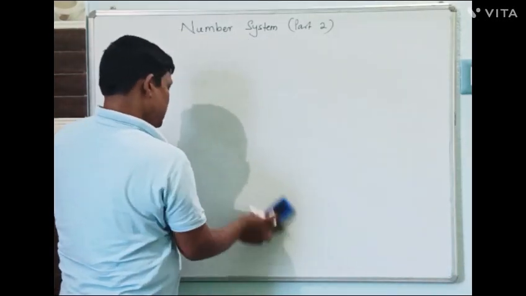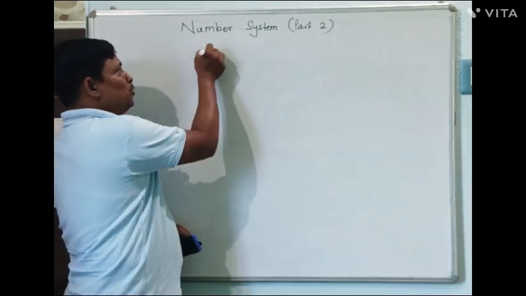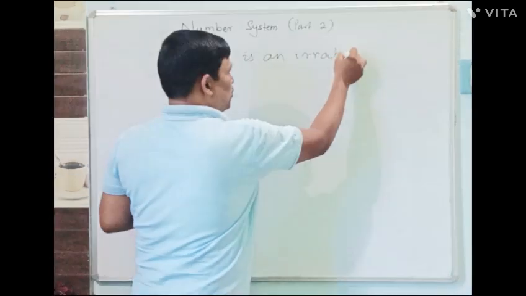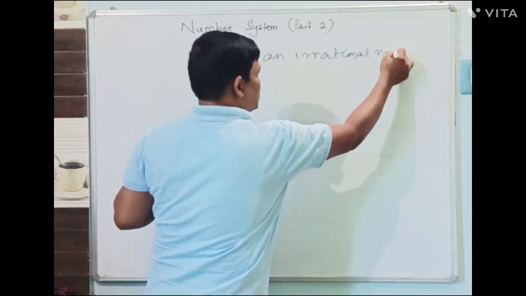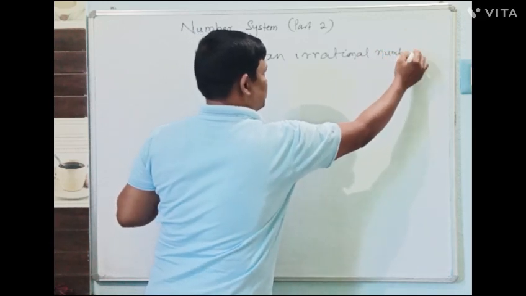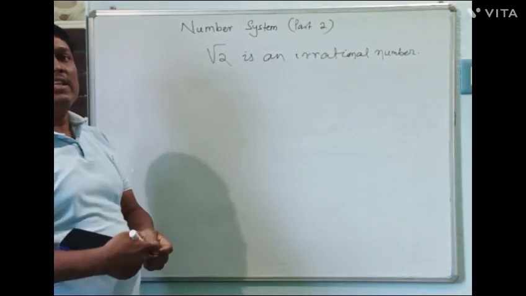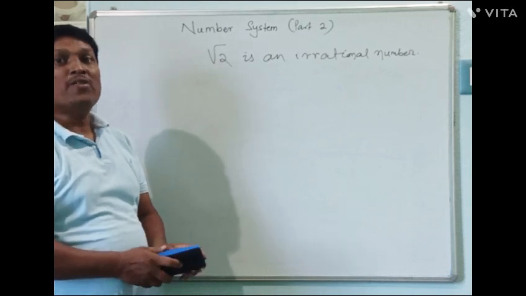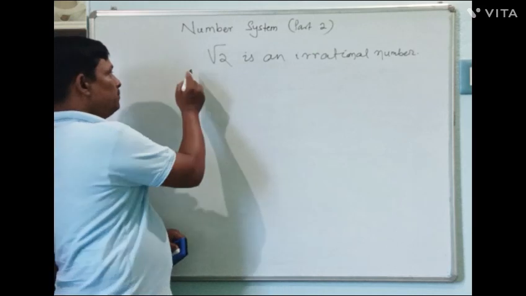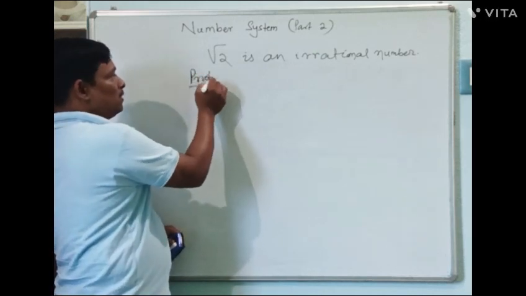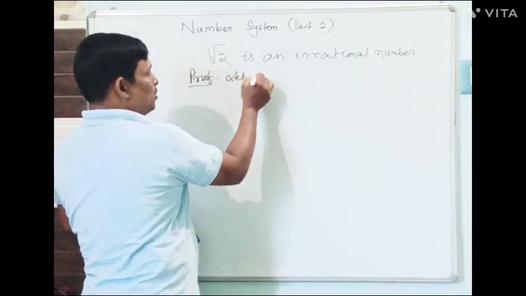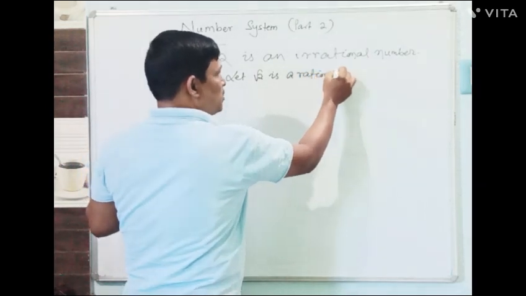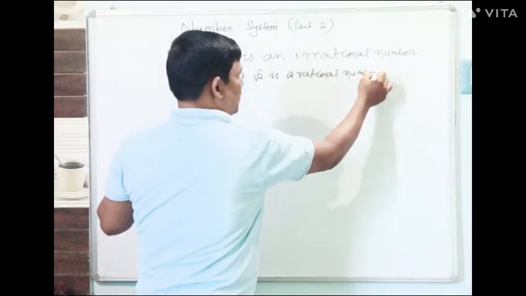Then let us come to the proof that root 2 is an irrational number. Let us prove it. This can be proved by the method of contradiction. So let us see the proof. Let root 2 be a rational number.